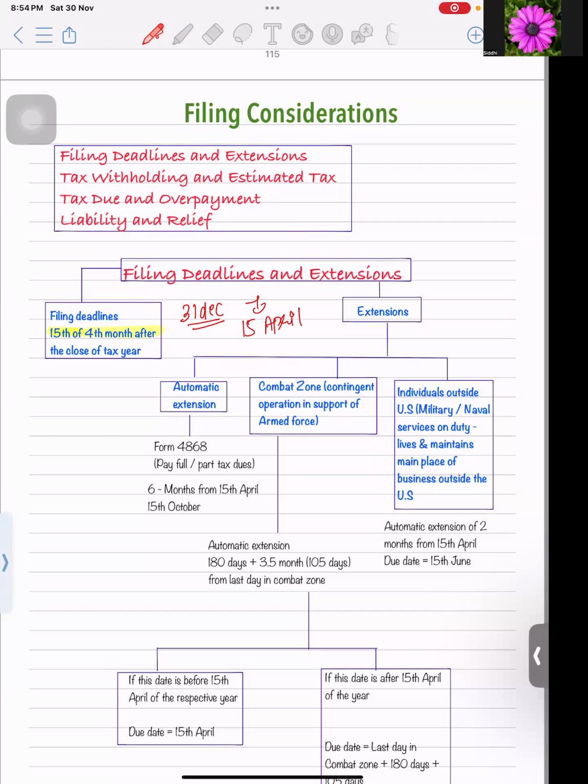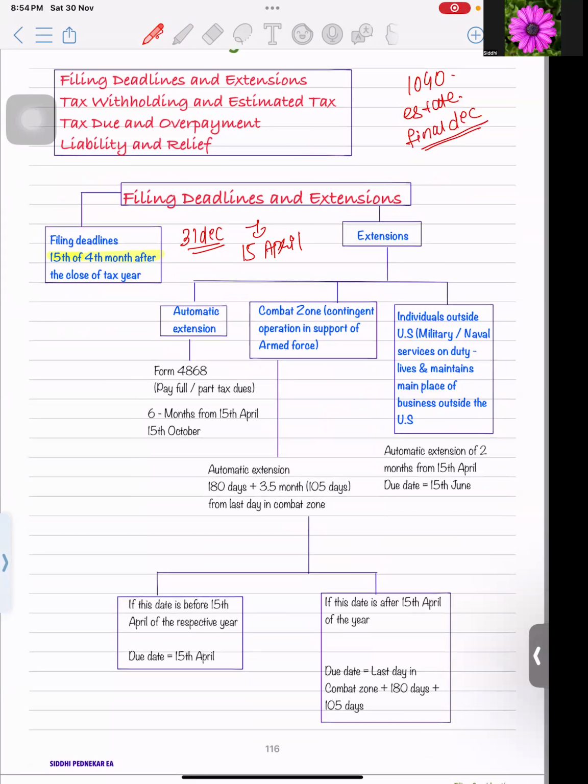So a simple one-line question will be there on the filing deadline for 1040. They might also ask the filing deadline for an estate, or for your final decedent tax return. So make sure to remember the deadlines. Second thing is, you can easily get an extension, an automatic extension for the next 6 months. The form is 4868.